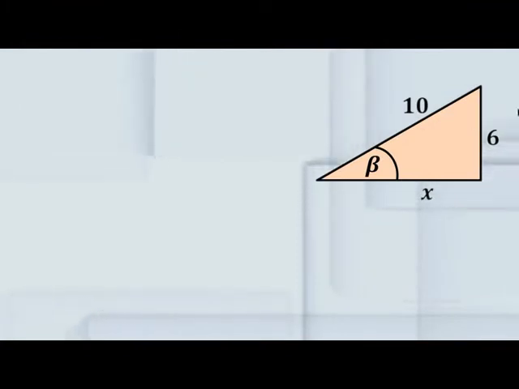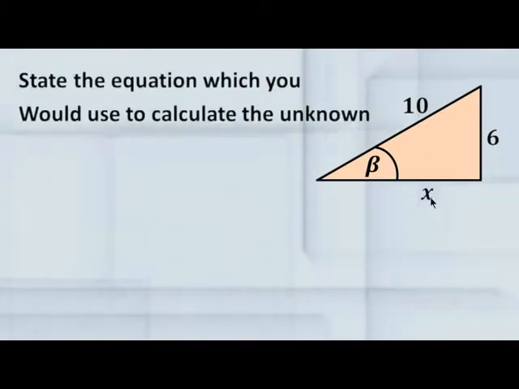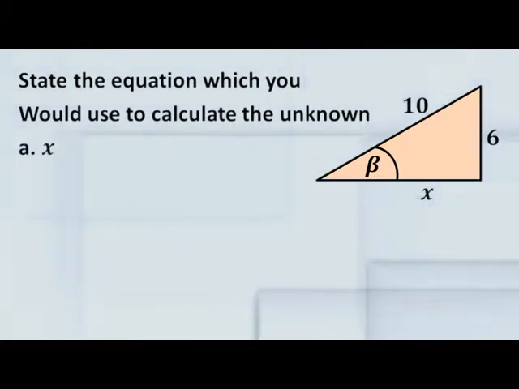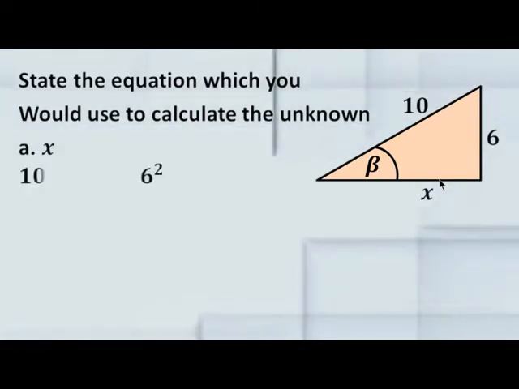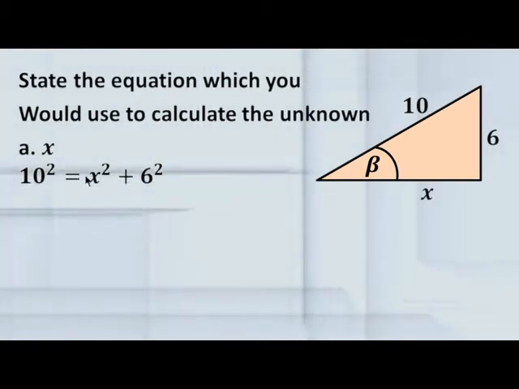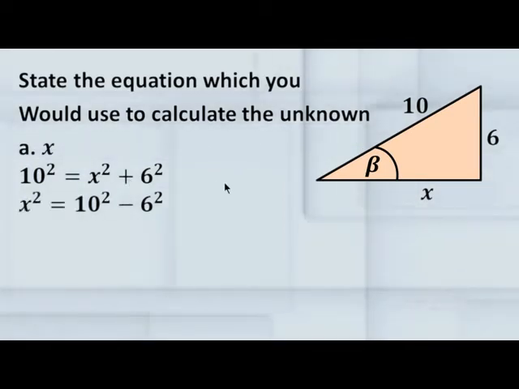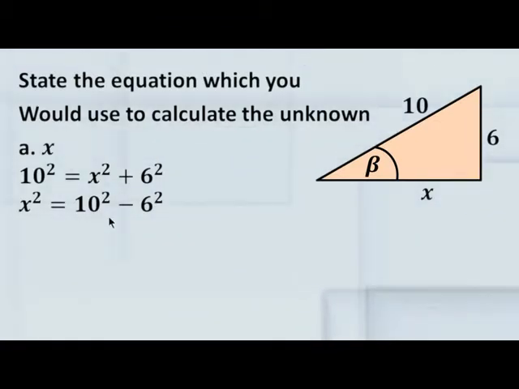So, in this triangle, for this beta, the opposite is 6, the hypotenuse is 10, and the adjacent is x. Set the equation which you would use to calculate the unknown x. You don't have to find the exact value, you just have to find the equation. Since this is right angle triangle, we apply Pythagoras theorem. 10 squared equal to x squared plus 6 squared. So x squared equal to 10 squared minus 6 squared. This is the equation to find the value of x.